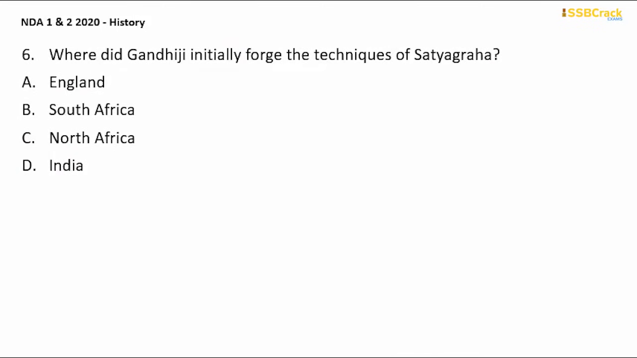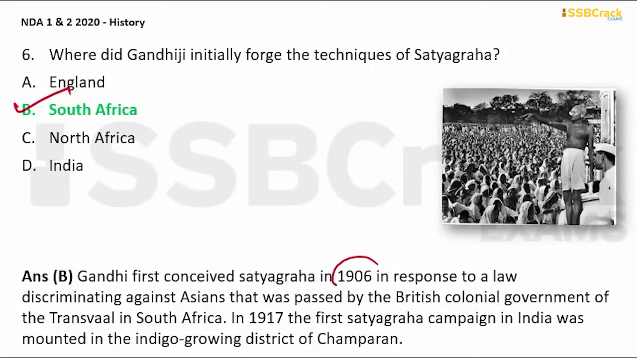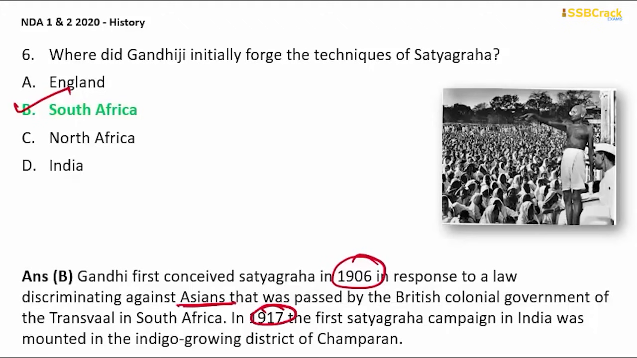Next question is, where did Gandhiji initially forge the technique of Satyagraha? England, South Africa, North Africa, India. This is again a very easy question. Gandhiji first conceived the technique of Satyagraha in South Africa in 1906 in response to a law which was discriminating against Asians. Okay, and that was passed by the British colonial government in South Africa. And in India in 1917, the first Satyagraha was the Champaran Satyagraha.